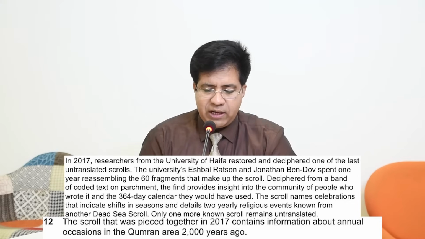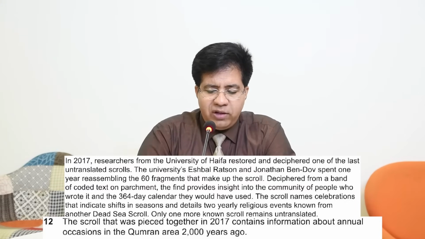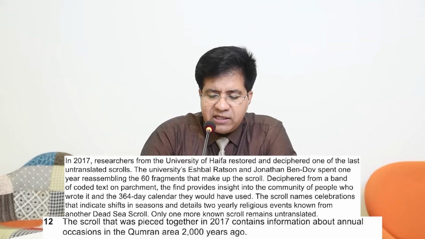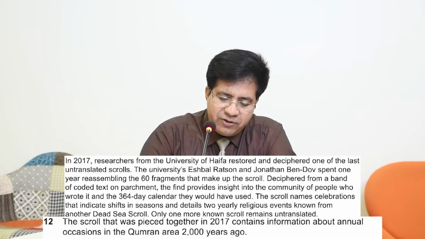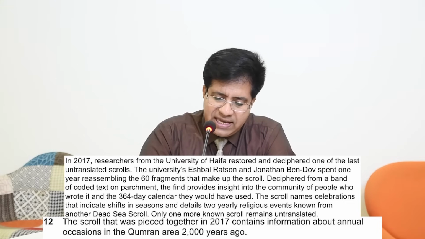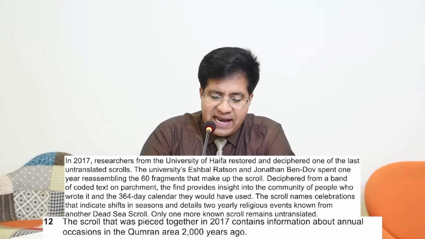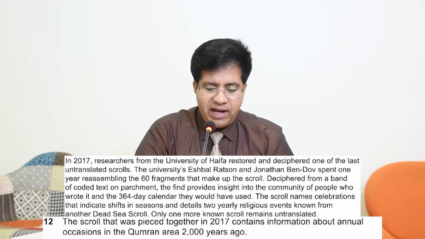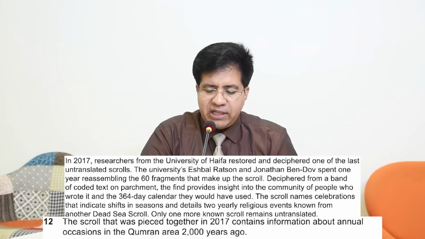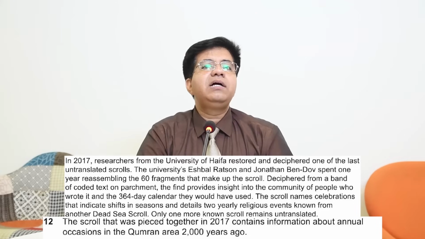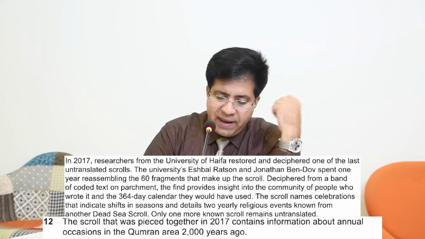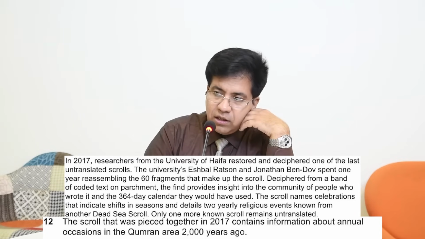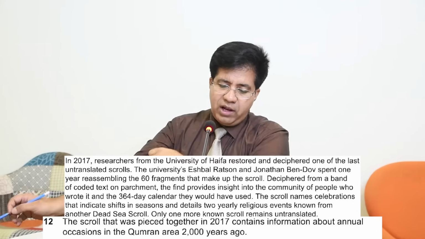Come back. The scroll that was pieced together in 2017 contains information about annual occasions. What is the word for annual occasions? Yeah, 364-day calendar. And if you go on, they talk about these celebrations, right? In Qumran area 2000 years ago. So what is the answer? True. It is true. Absolutely. Read it again. If you are confused, go back. This is all about Qumran.